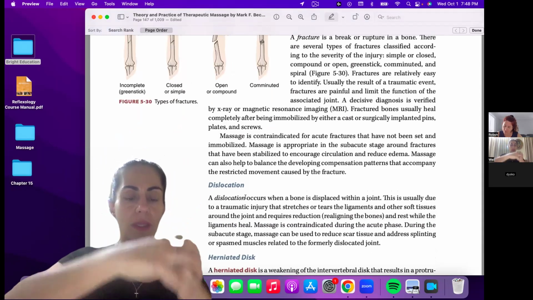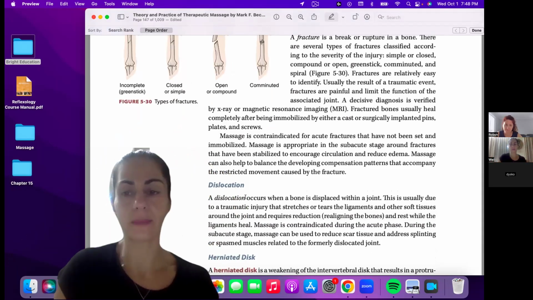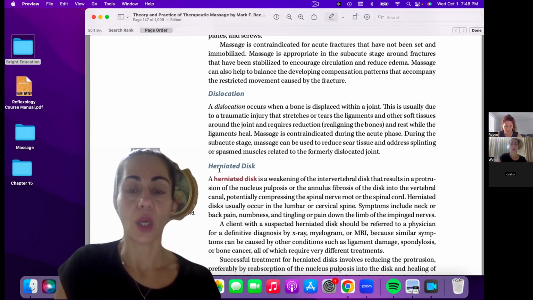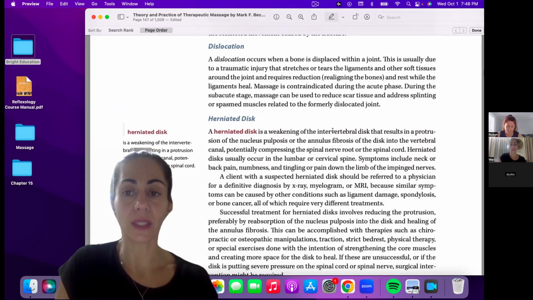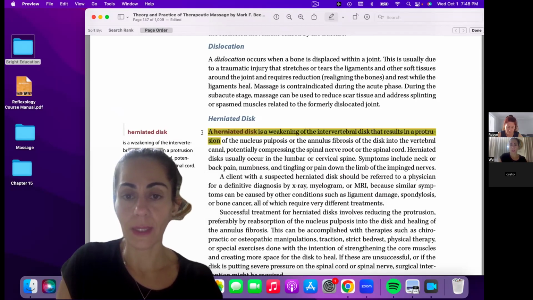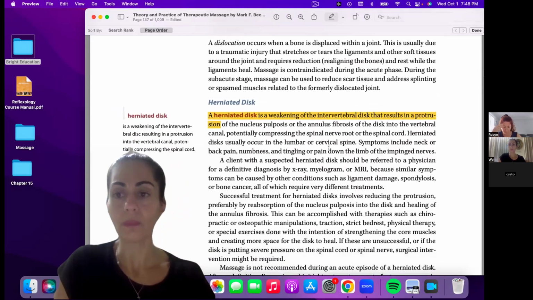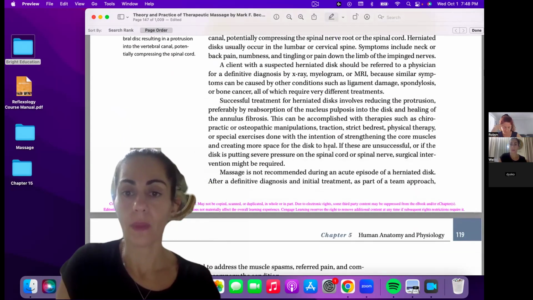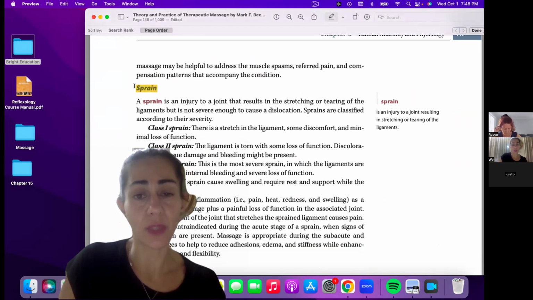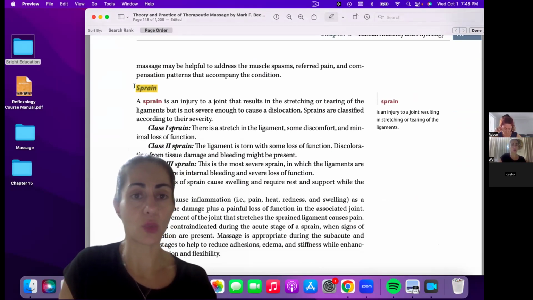Dislocation is when the joint comes out of its socket. So there's going to be a lot of trauma to the ligaments in this case. A herniated disc is going to be a weakness in the intervertebral discs that results in a protrusion. And we talked about the three classifications of injury to the ligaments, which is a sprain: class 1, class 2, and class 3.